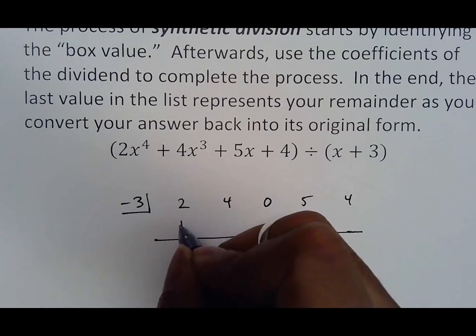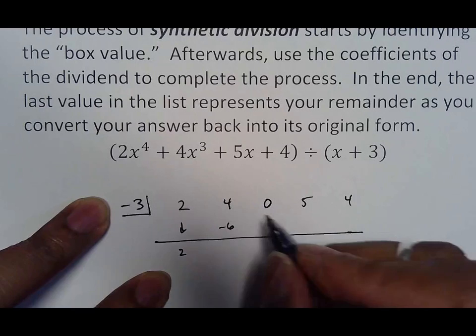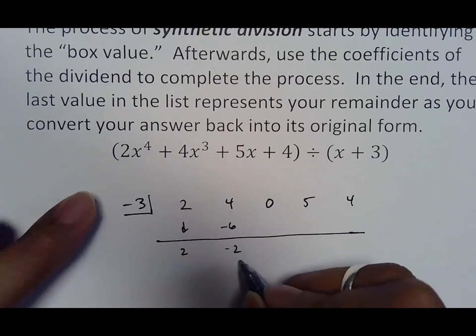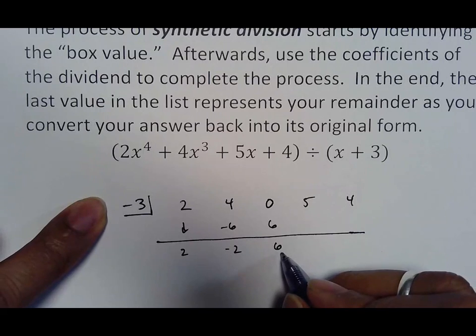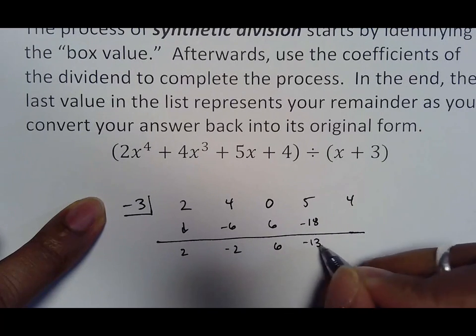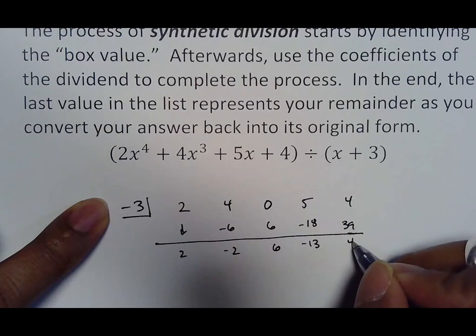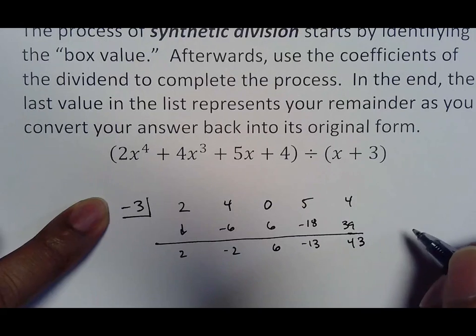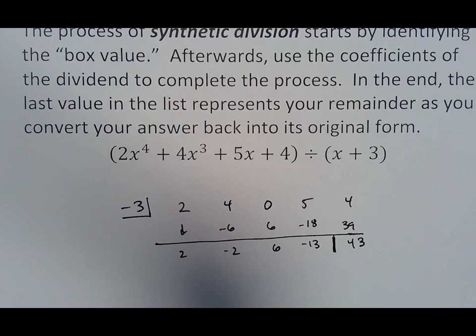We then start the process. 2, negative 6, add, negative 2, 6, add, 6, multiply, negative 18, add, negative 13, multiply, 39, add, 43. And what I usually do whenever I do synthetic division is I draw that line there because that represents my remainder.